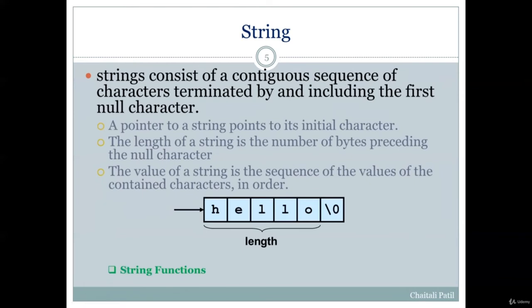A string consists of a contiguous sequence of characters terminated by and including the first null character. This is the null character. A pointer to a string points to its initial character. The length of a string is the number of bytes preceding the null character. The value of a string is the sequence of all the values of the contained characters in order.